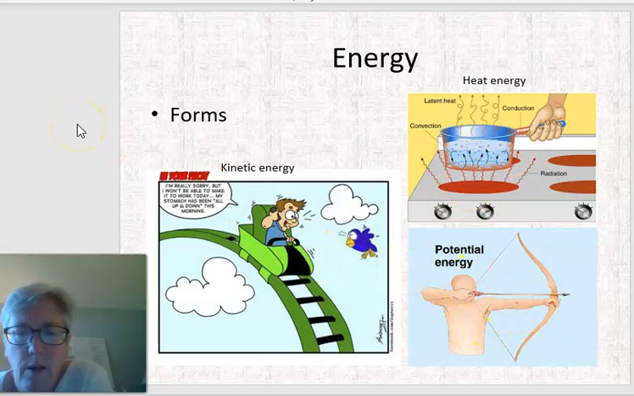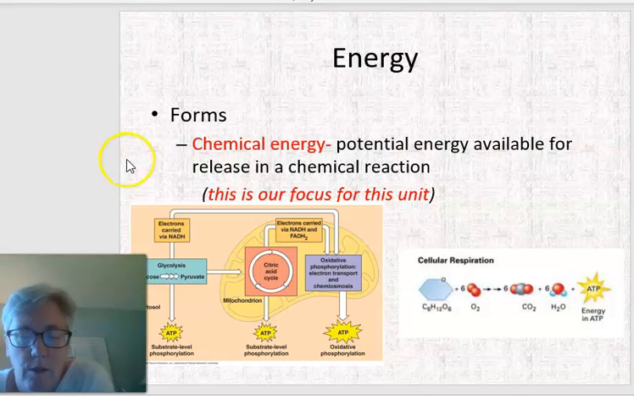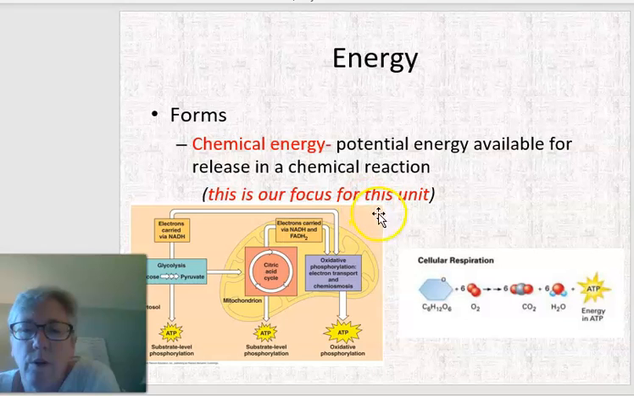Okay, the main kind of energy we care about in this class is chemical energy. Okay, this is potential energy available for release in a chemical reaction. All right, this is the focus of this unit. If you took AP Chem or maybe Enriched Chem, you learned a lot about potential energy that's in a bond, for example. And in this class, we're concerned with the chemical energy that is in molecules.